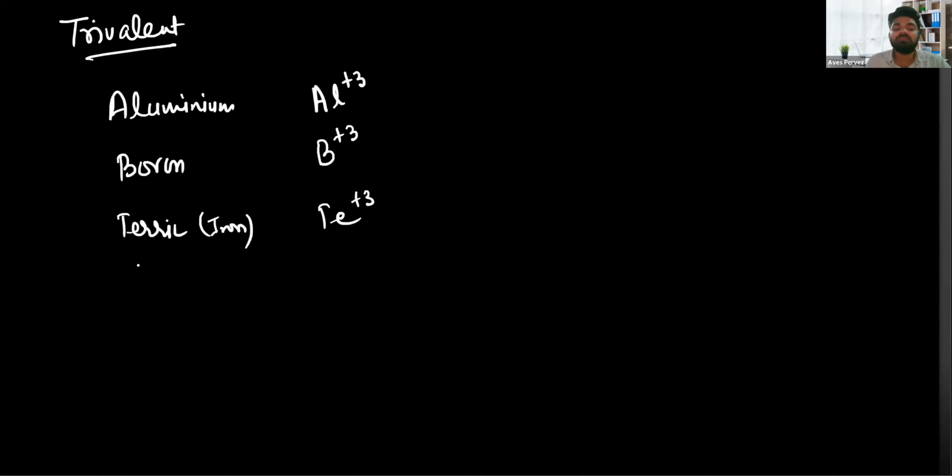Bismuth also shows, Bi, it also has 3 valencies. Next one.